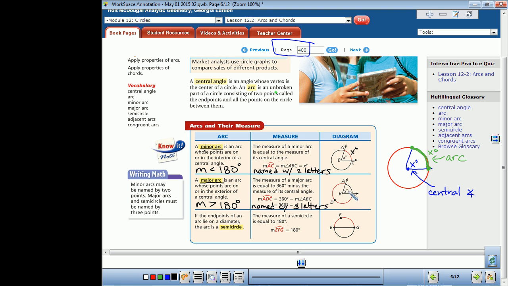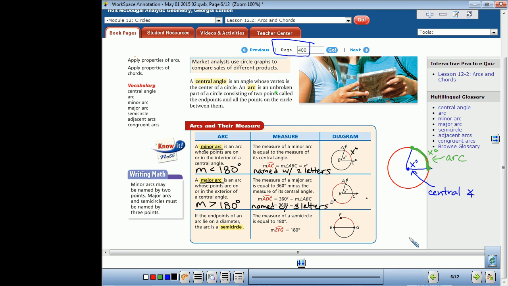Now, if this central angle right here were 50 degrees, what would it leave out here for the rest of it? What is 360 minus 50? 310. So the measure of our ADC would be 310. If this were 50. It doesn't look like 50.